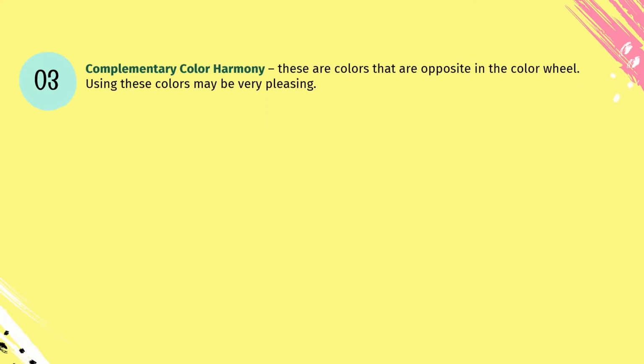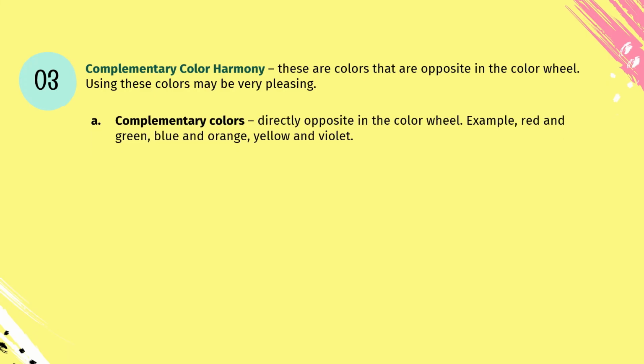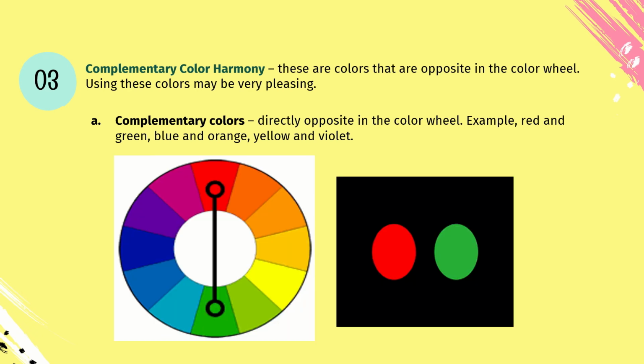The third is the complementary color harmony. These are colors that are opposite on the color wheel. Using these colors may be very pleasing. So letter A, we have the complementary colors, directly opposite on the color wheel. For example, red and green, blue and orange, yellow and violet. In this given picture, we have here red and green.